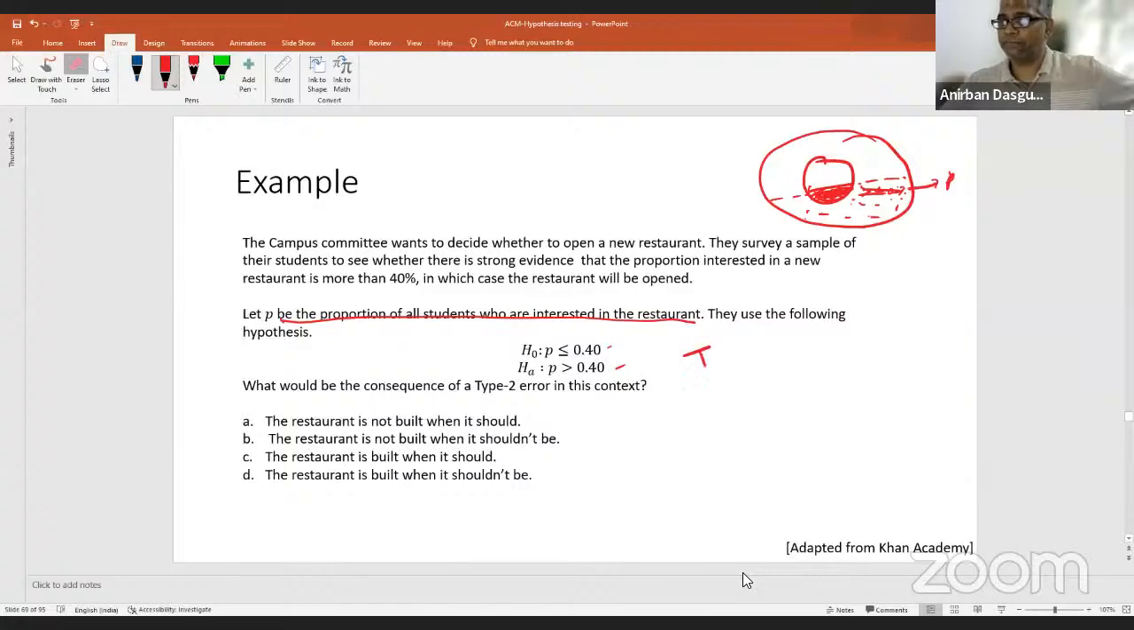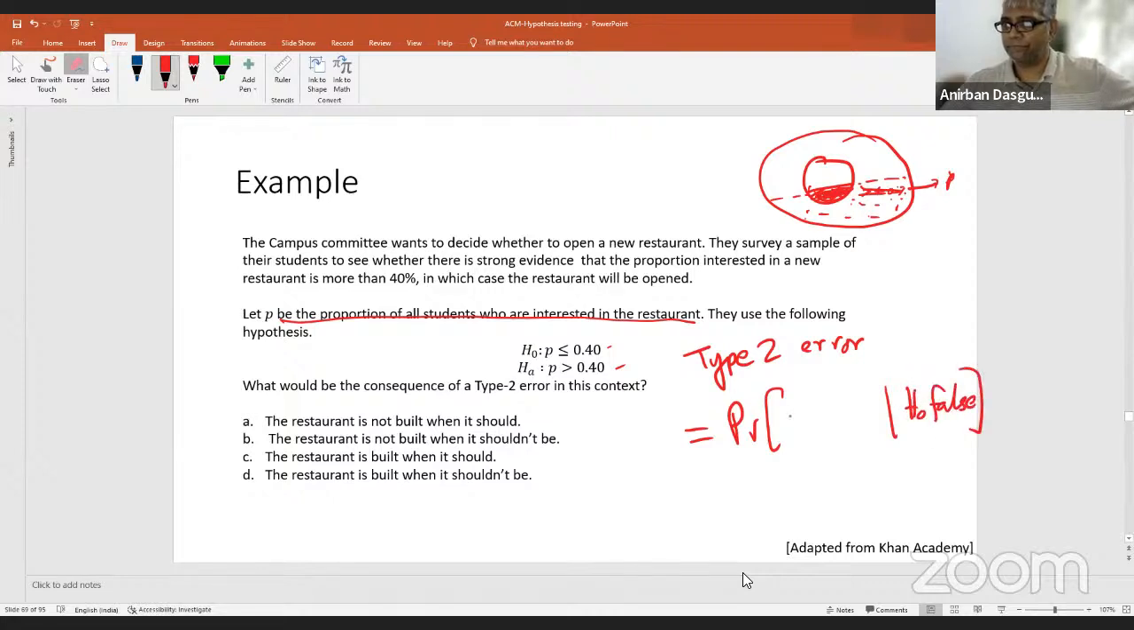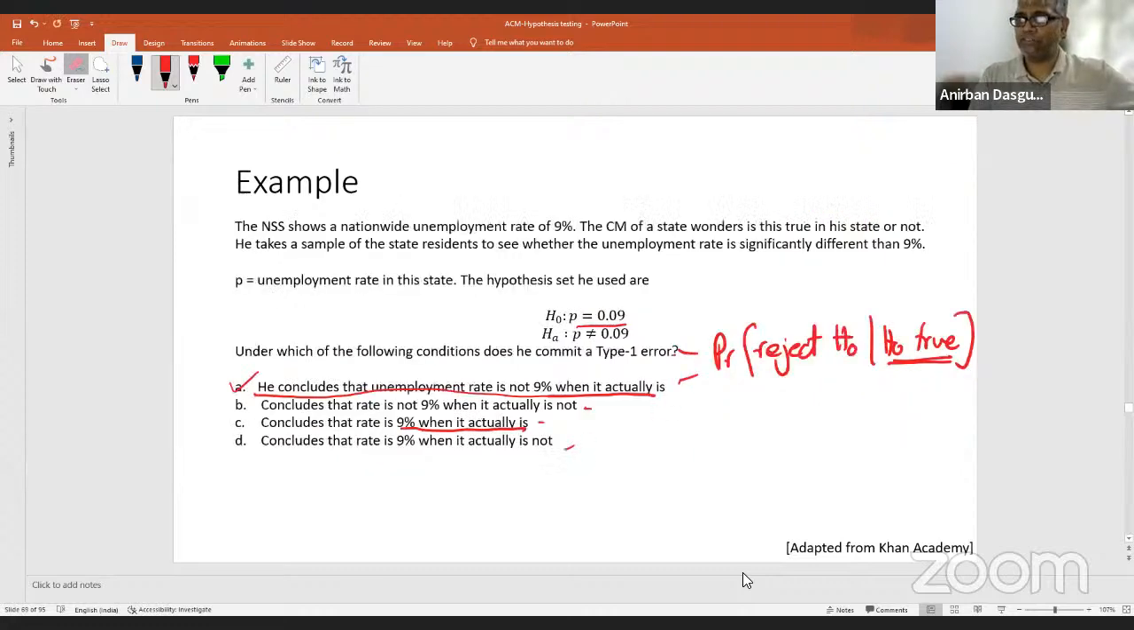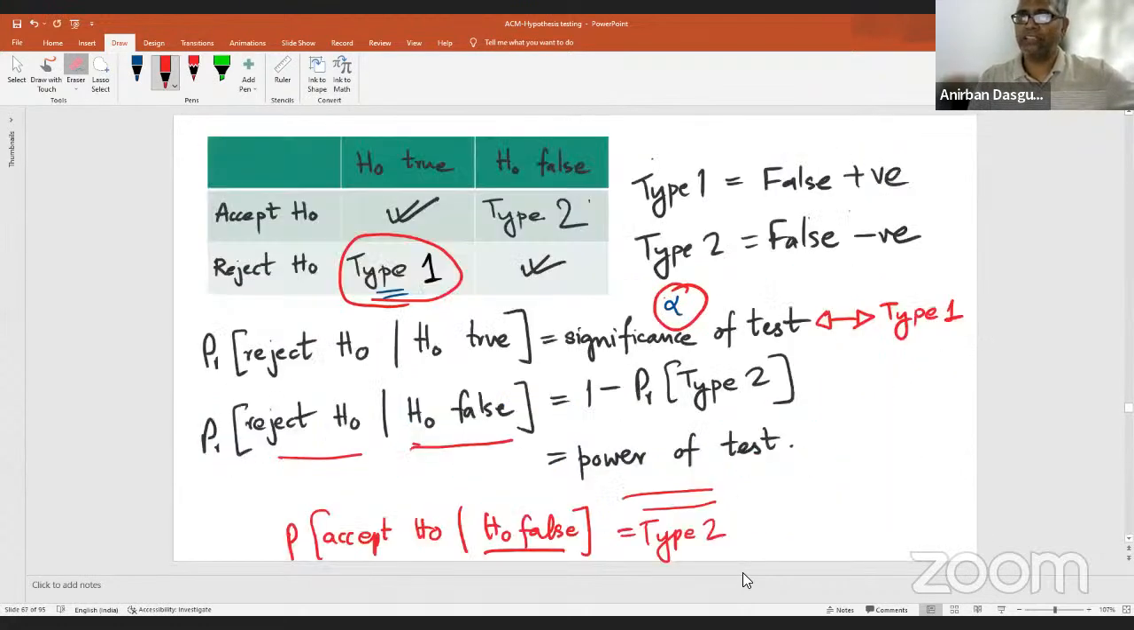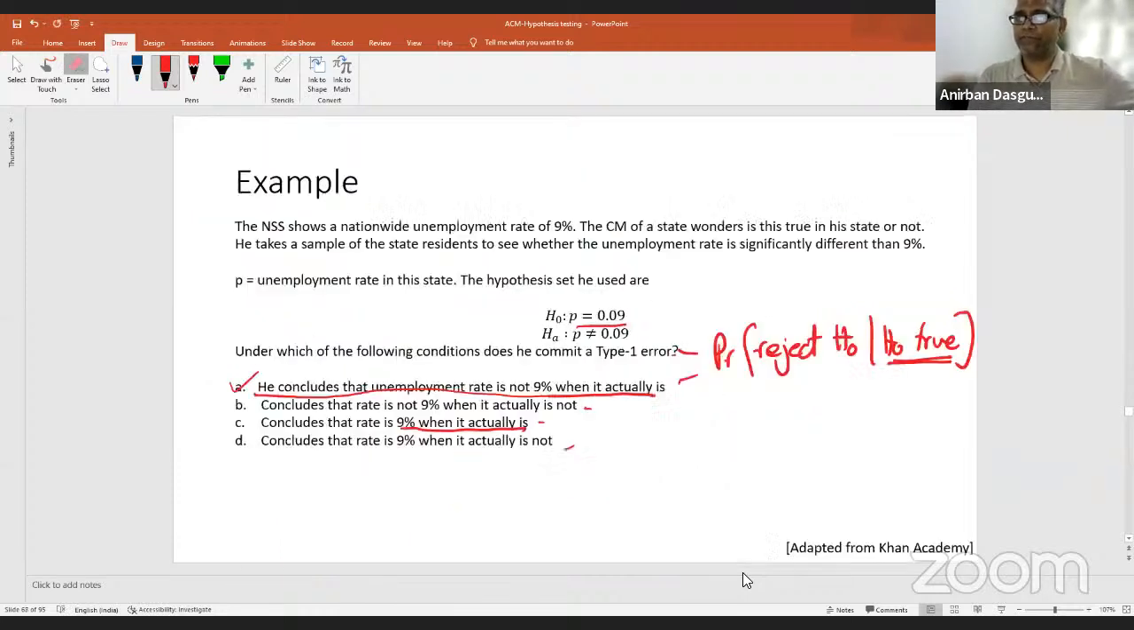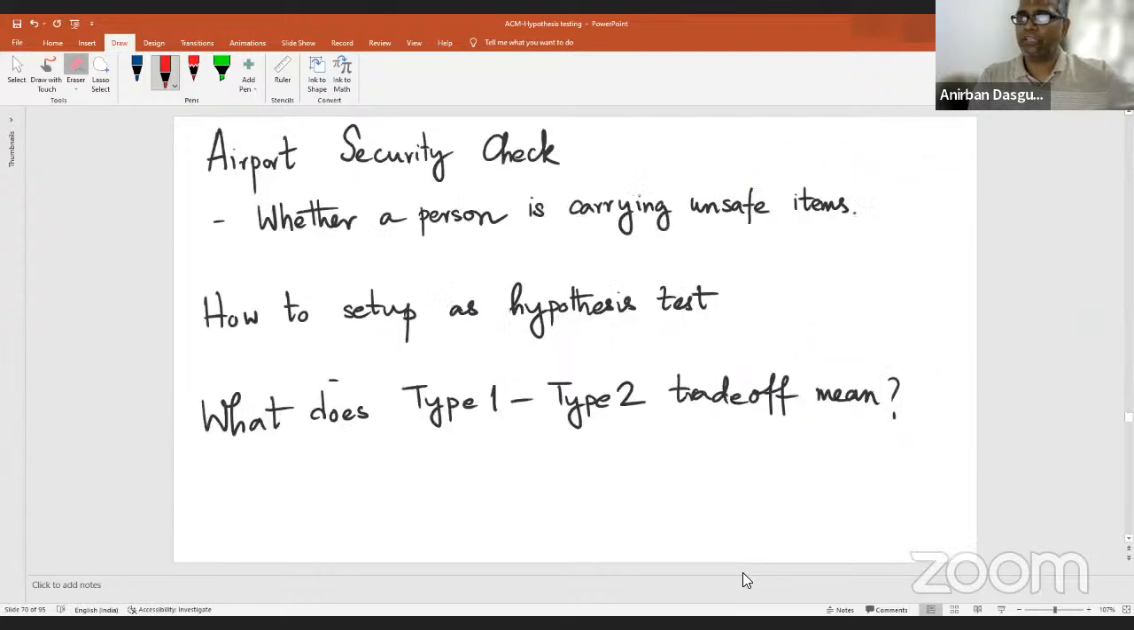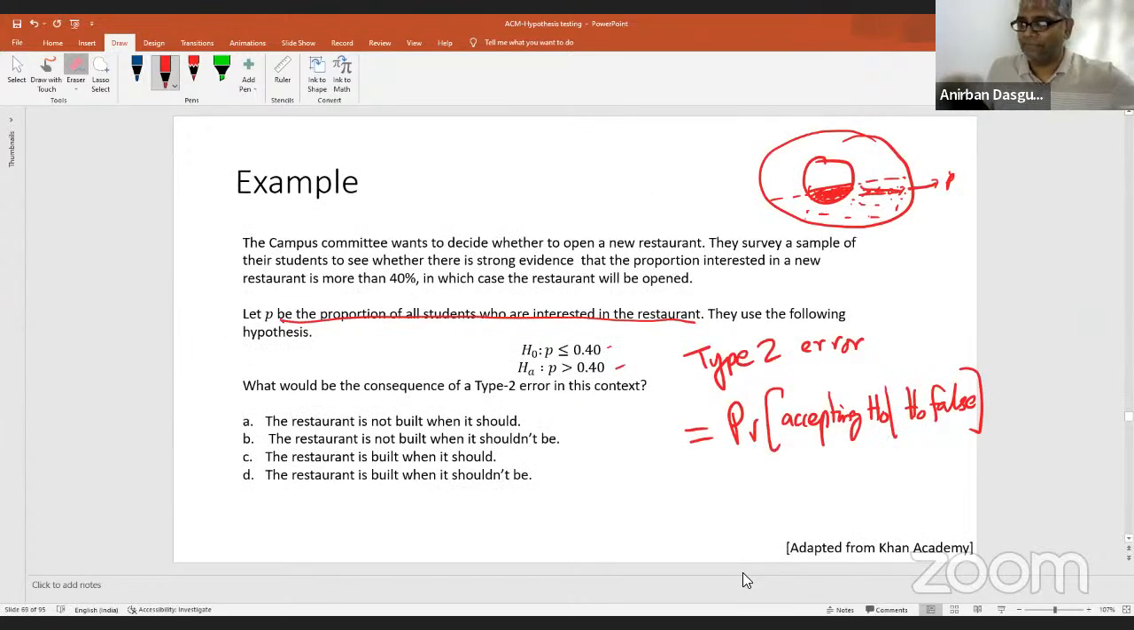What is a type 2 error? Type 2 error is the probability of accepting H0 if H0 is false. That's a type 2 error. Just to remind you, if H0 is false, then what is the probability that we accept H0? So then, what happens to the decision making if you commit a type 2 error?